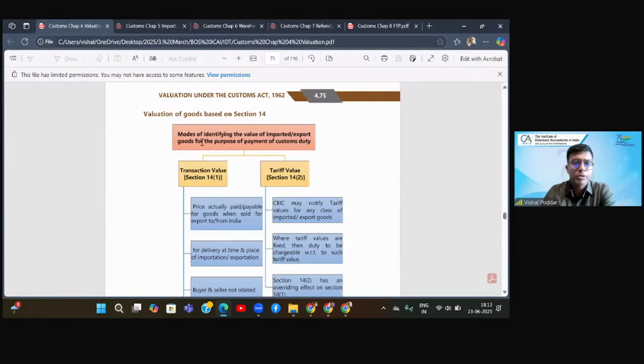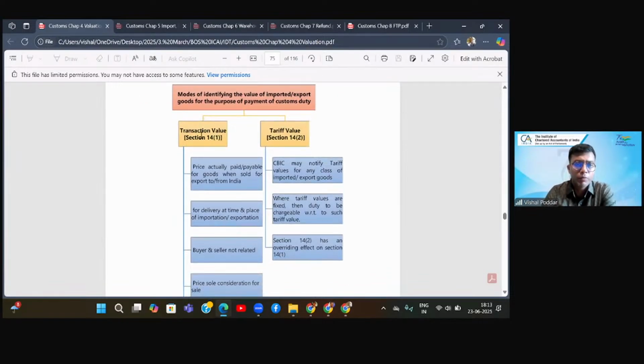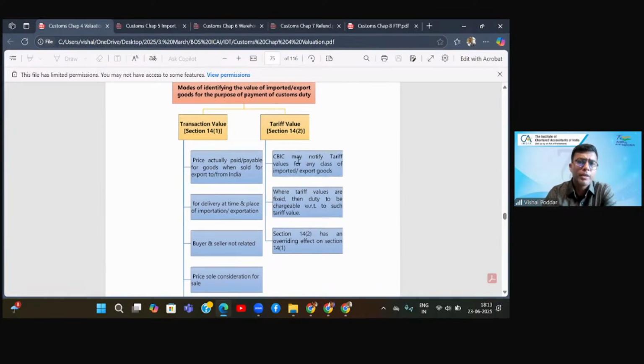Now, how does the valuation section of the customs law provide for it? 14.1 is for transaction value, 14.2 is for tariff value. You should always check whether CBIC has notified any value for your class of goods. And if it has done so, in that particular case, 14.2 will override 14.1. So then you need not go to any other valuation aspect. You will do valuation strictly as per the tariff notification which is provided. Then you have 14.1, which is the main valuation provision.